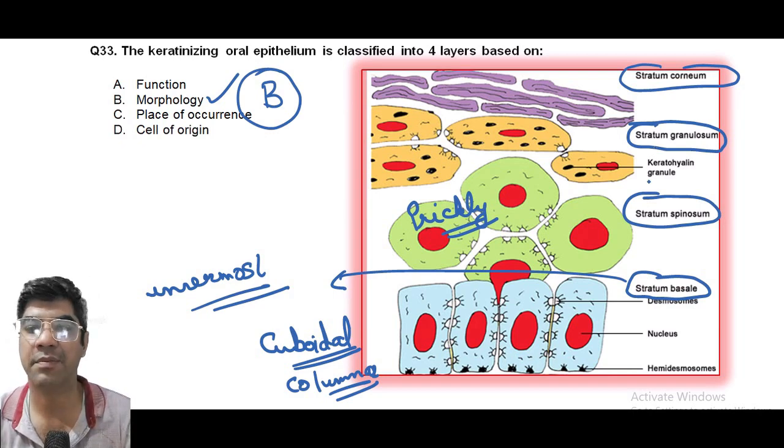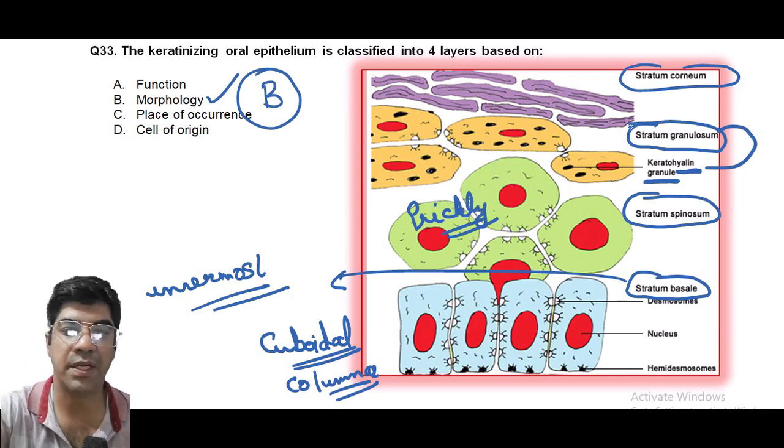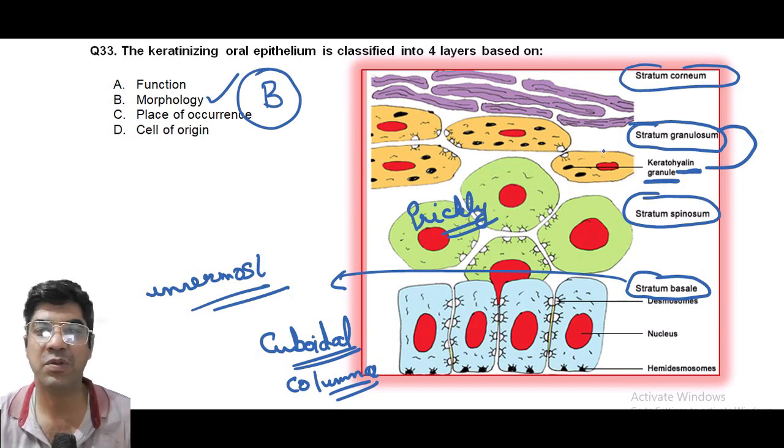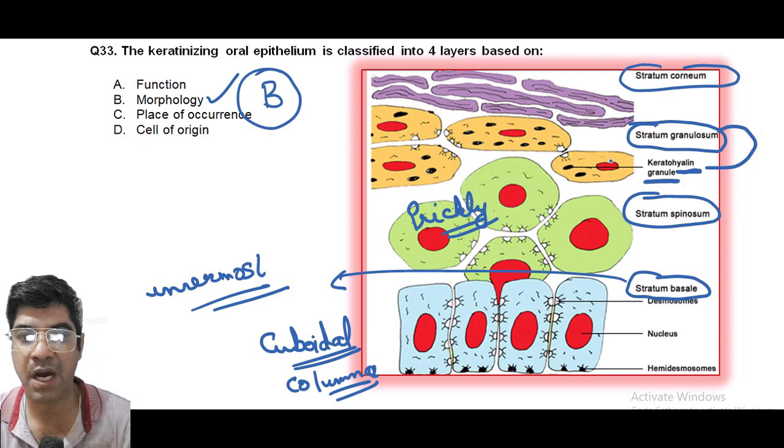Above that there is the stratum granulosum layer. In this layer there is presence of keratohyalin protein. So keratohyalin granules are present in which layer? Remember that it is the granulosum layer. These granules play a role in maturation and hardening of cells.